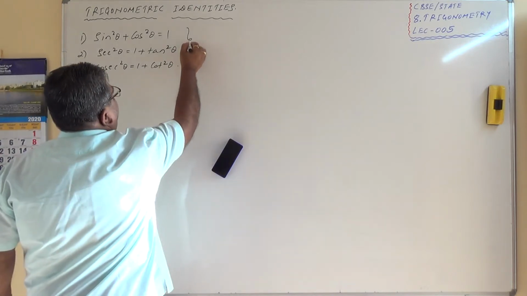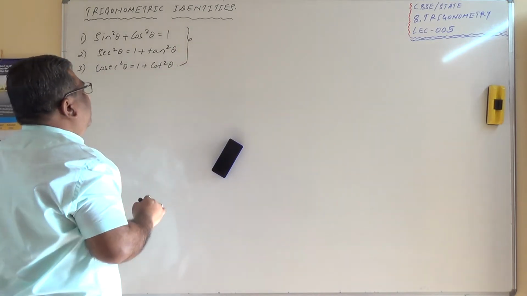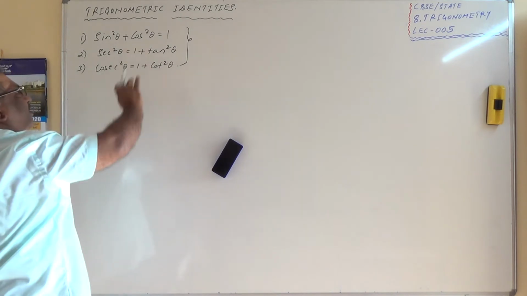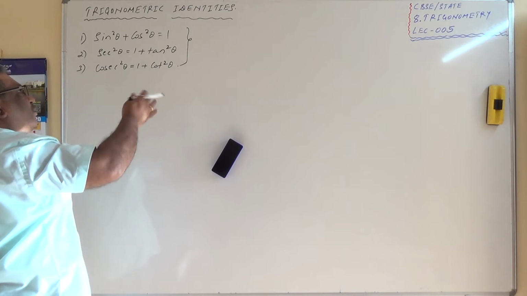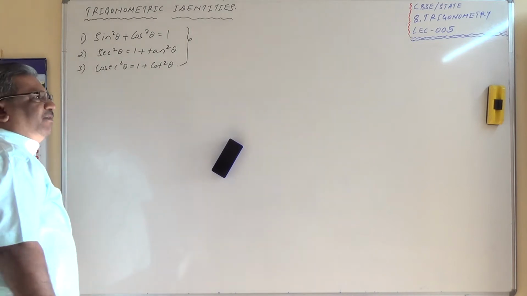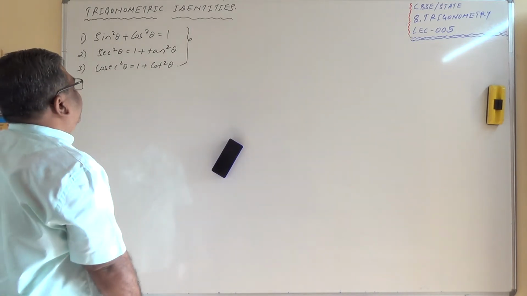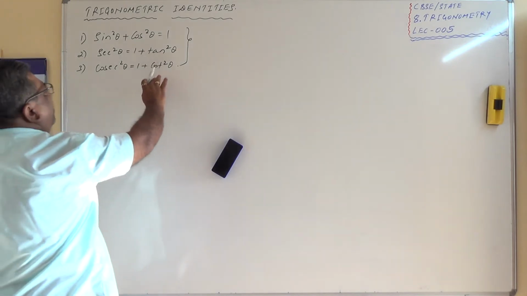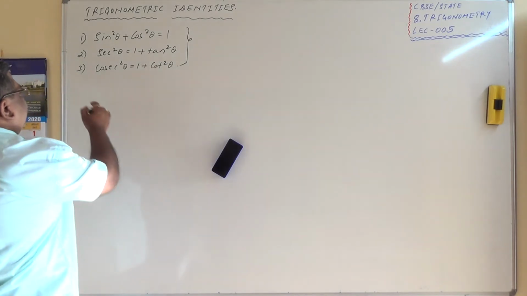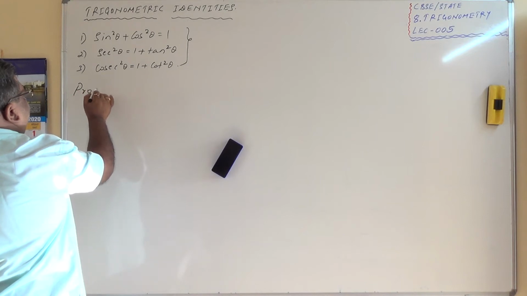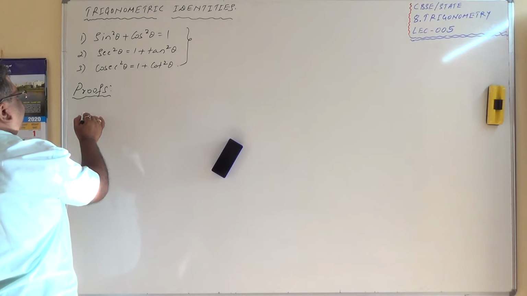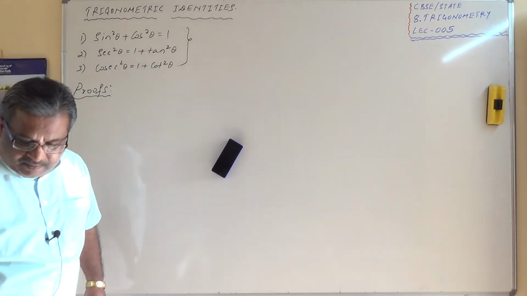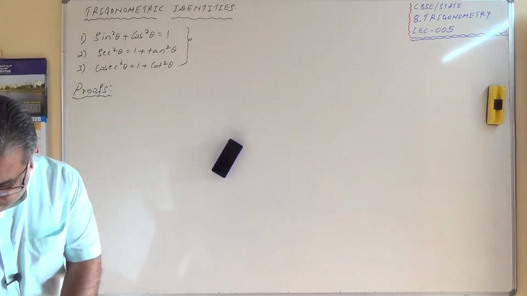These are the main 3 identities from which, by transposing these parameters towards the right side and taking roots etc., we will be able to arrive at few more standard identities, but these are the main 3 important identities. Let us look at the proofs for the same. Proofs. First one, let us draw the diagram first.